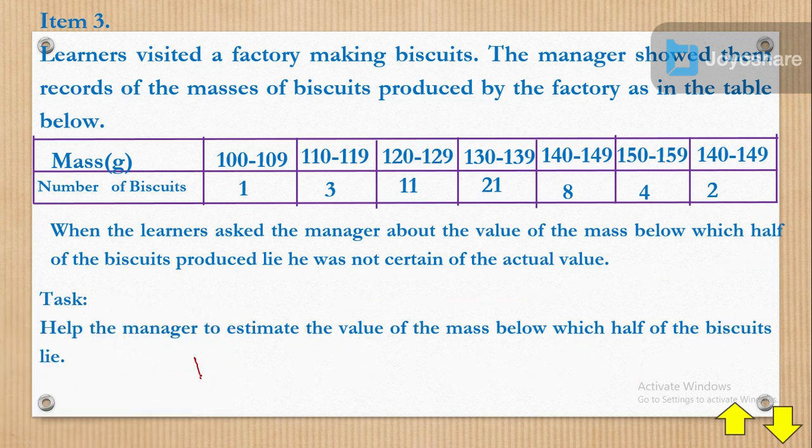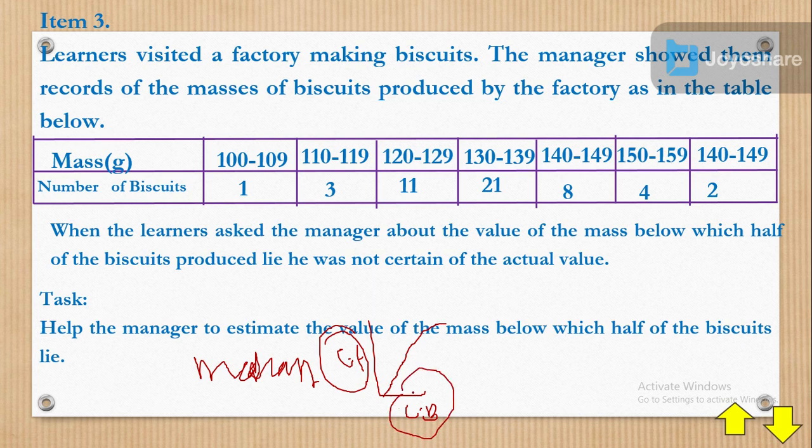Okay, this question is talking about median. You know that the graph used to determine median is an ogive, which is like this, or like that, whereby here we have the class boundary and here we have the cumulative frequency. So it means that your table must have a cumulative frequency and a class boundary. Please take note of that.